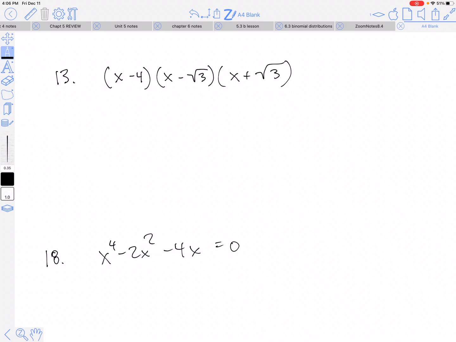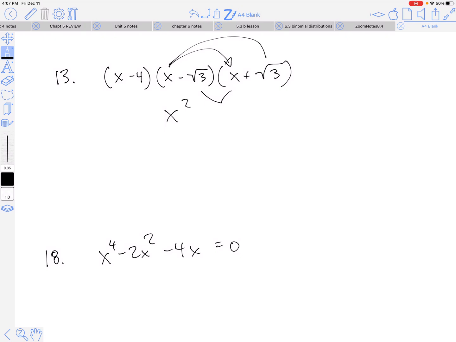Okay, so for 13, the first thing that I would do is I'd multiply these that are similar. And I can't remember how far you got, so sorry, you can fast forward if you need to, but yeah, like I said, I can't remember. So I'm going to multiply these conjugates first. So I'll do x times x and get x squared.